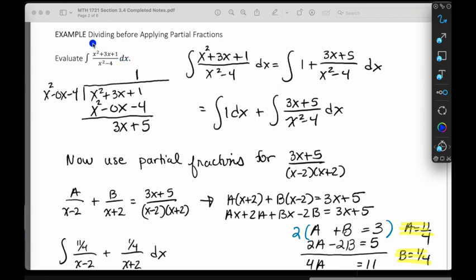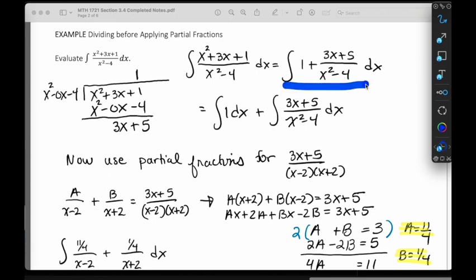In this next example, we have to divide and use partial fractions. So we need to evaluate the integral of x squared plus 3x plus 1 over x squared minus 4. Now I notice that I can use long division on this, so that's what I want to start off with. So when I take x squared plus 3x plus 1 and I divide by x squared minus 4, it goes in one time with the remainder of 3x plus 5. So the first thing I'm going to do is rewrite this integral as the integral of 1 plus 3x plus 5 over x squared minus 4.